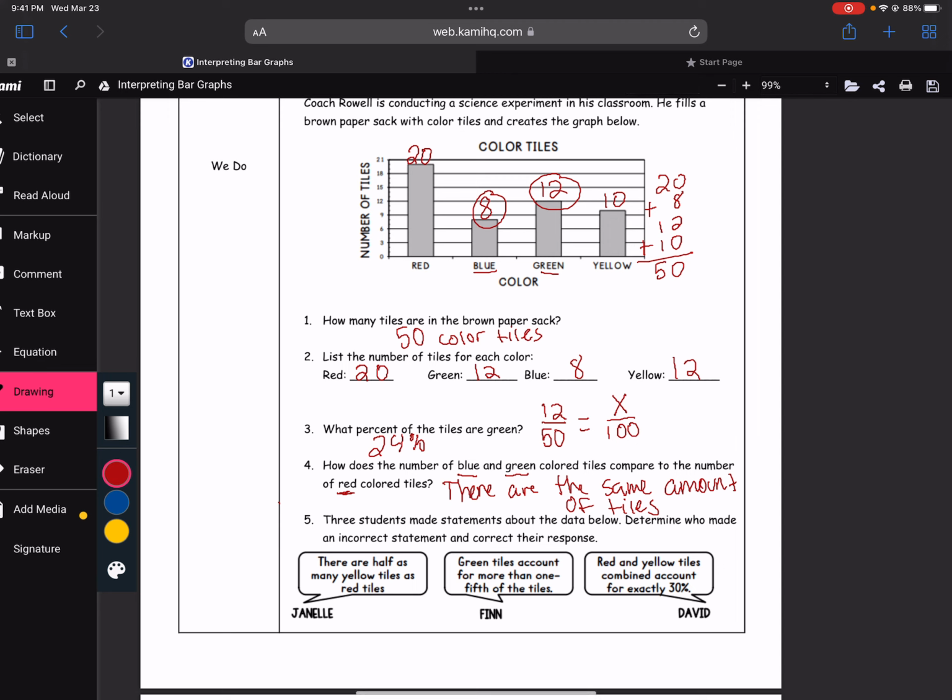Three students made statements about the data below. Determine who made an incorrect statement and correct their response. So let's go ahead and look at Janelle's. Janelle said there are half as many yellow tiles as red tiles. So we're looking to see if there are actually half as many yellow tiles as there are red tiles. Let's explore that for just a second. Let's see how many yellow tiles there are. There are 10 yellow tiles, and then we have a total of 20 red tiles.